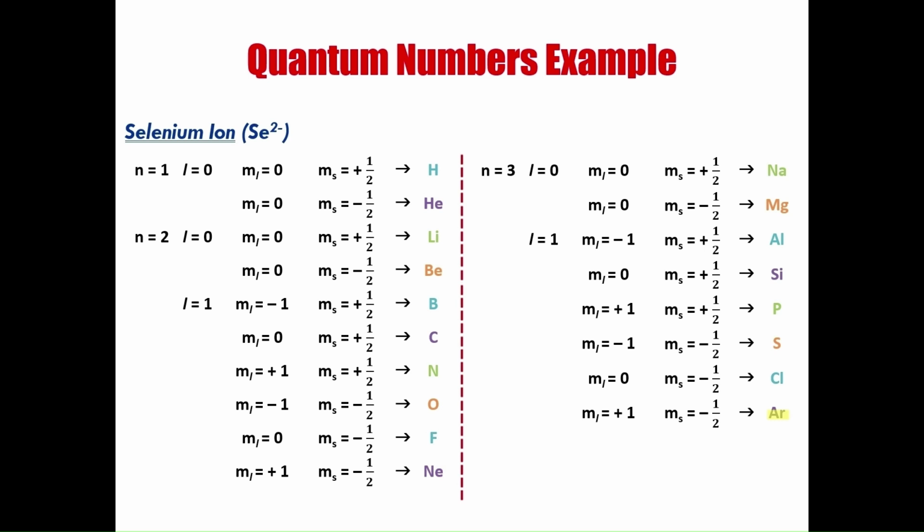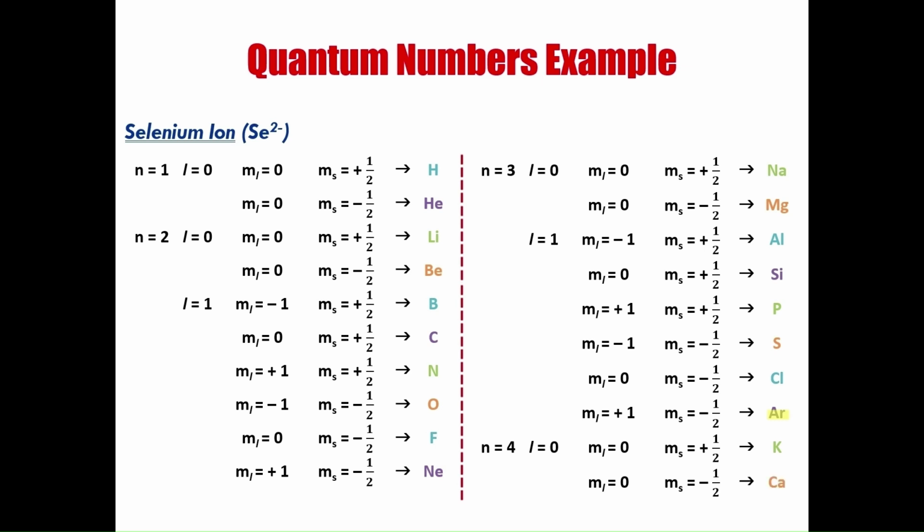And so to do that, we need to write n equals 4. And of course, we denote the s orbital in the 4th energy level by writing L equals 0. Ml is of course equal to 0. And you have the first spin electron, the positive spin electron. That will be potassium. The second spin electron will be calcium.